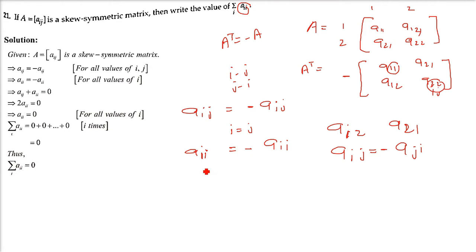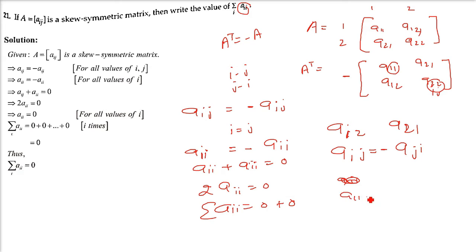It will be negative. So now take this negative on the left hand side. So Aii plus Aii is going to be 0. This is 2 Aii equals 0. That is nothing but Aii equals 0. Now when Aii is 0, you take sigma of any Aii, A11, A22, A33. They are all zeros. When you add these, you will get 0. Okay. Sigma Aii equals 0.